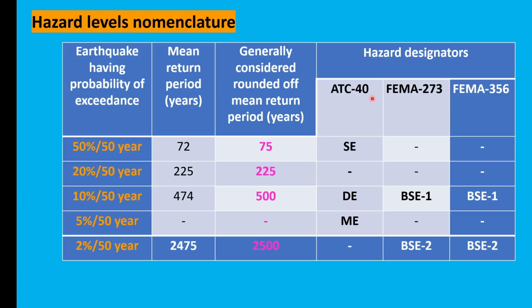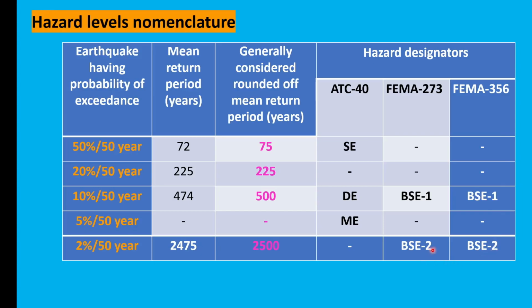Now the ATC 40 document, Applied Technology Council, and FEMA documents 273 and 356 have given names to these particular earthquake hazard levels. So SE is the serviceability earthquake, 50% chance in 50 years, and 10% chance in 50 years is called design earthquake, which is called in FEMA 273 and 356 basic safety earthquake 1. 5% chance in 50 years is called maximum earthquake in ATC 40. And 2% chance in 50 years, the highest earthquake, is called basic safety earthquake 2, in the FEMA documents.